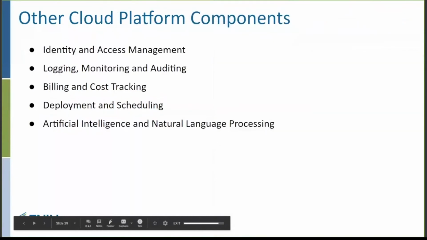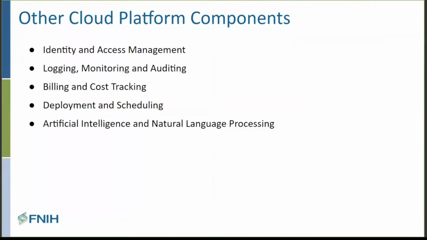So those are the major three cloud platform components that we wanted to discuss. There are a number of other features in the Google Cloud Platform. There is identity and access management, which allows you, if you're a research program, to create individual user accounts and to give permissions to various users rather than just allowing them access to everything within your project. There are logging, monitoring, and auditing functions, which allow you to see what people are doing, who's accessing the data, what processing is being done, things like that. There's also billing and cost tracking, which we'll get into in more detail later. And there is deployment and scheduling, so you can have things happen on an automated basis. And there's artificial intelligence and natural language processing capabilities if you need those.